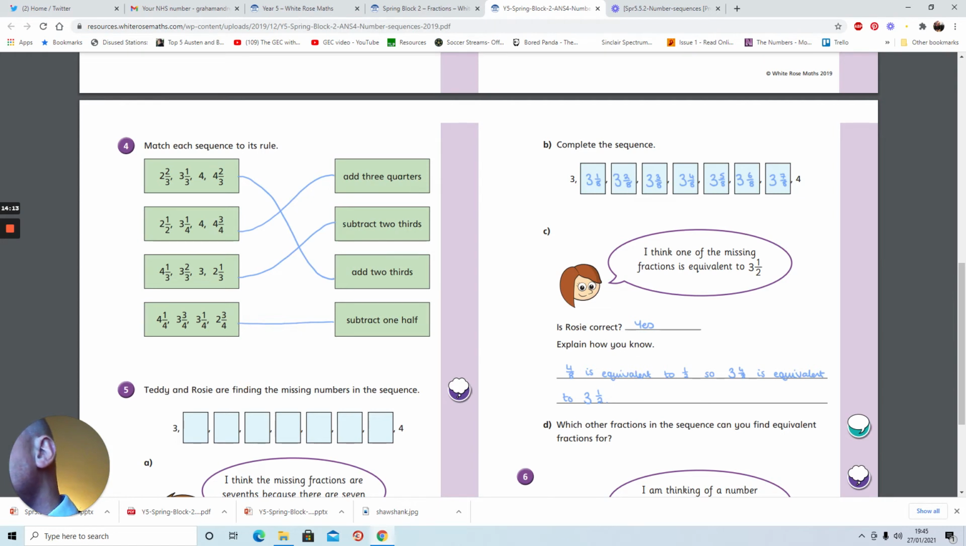Next one is 2 1/2, 3 1/4, 4, 4 3/4. And again, if you look at these two here, it might be a bit confusing. You might think, do you know what, that is tricky.